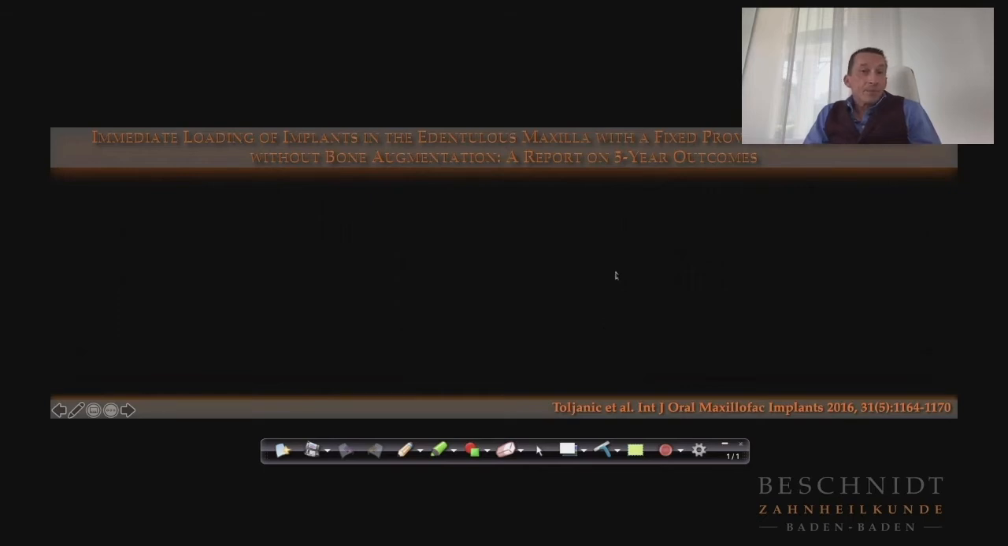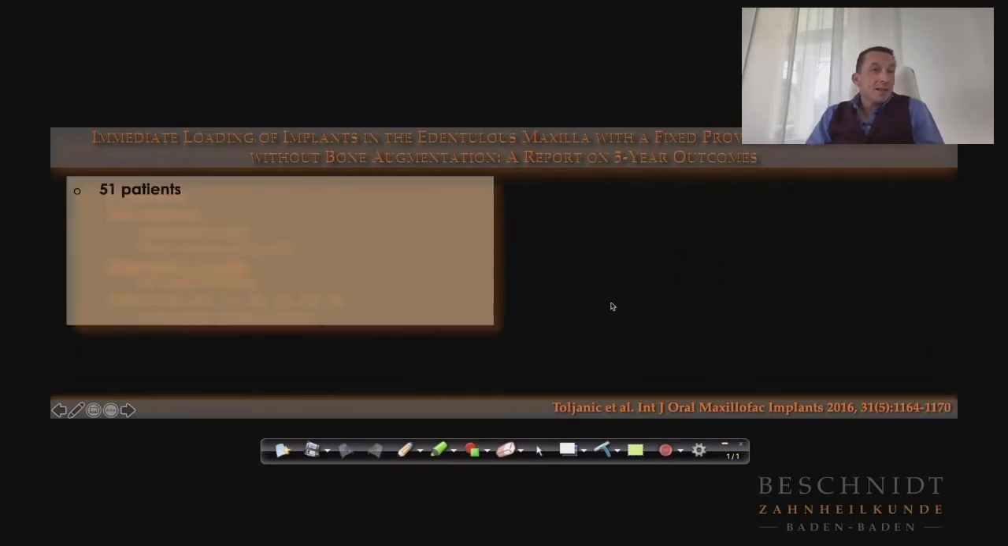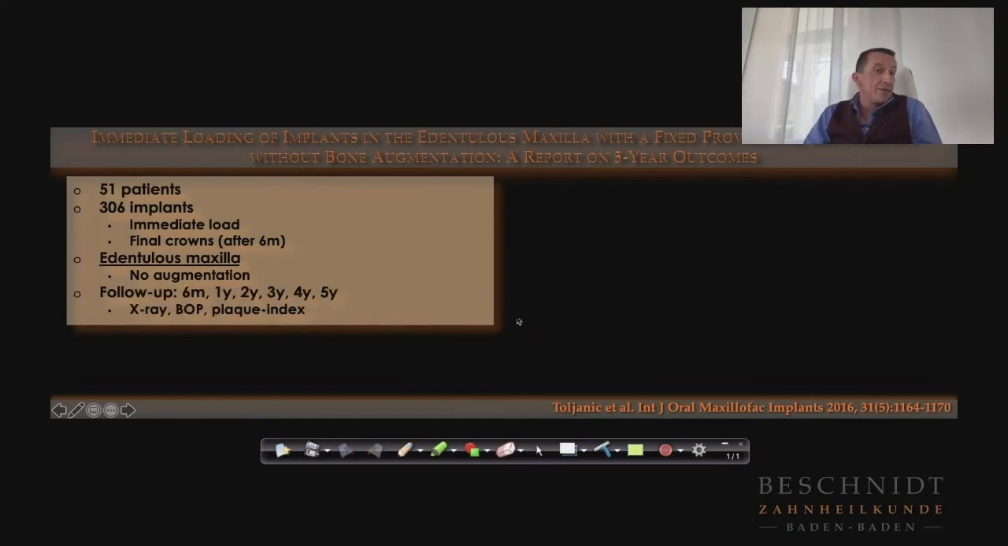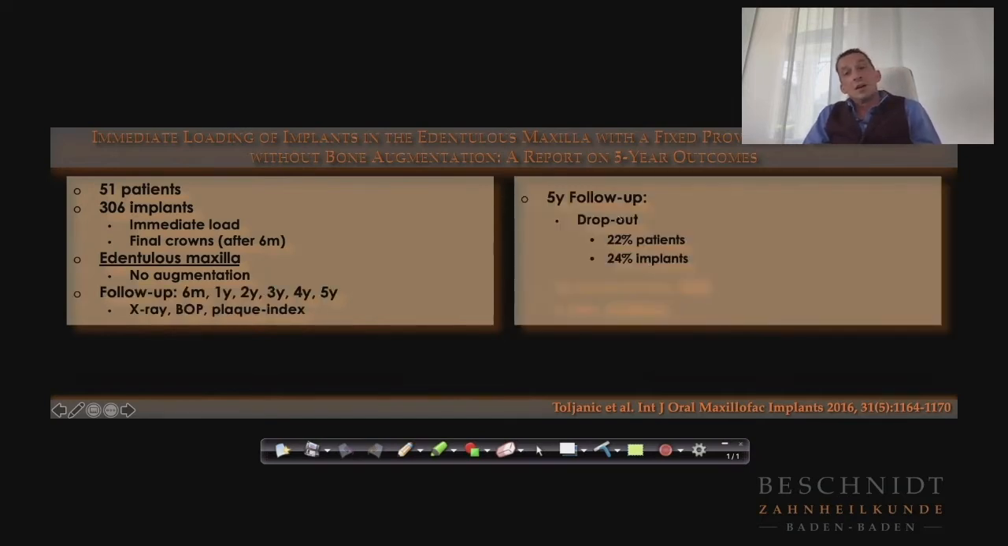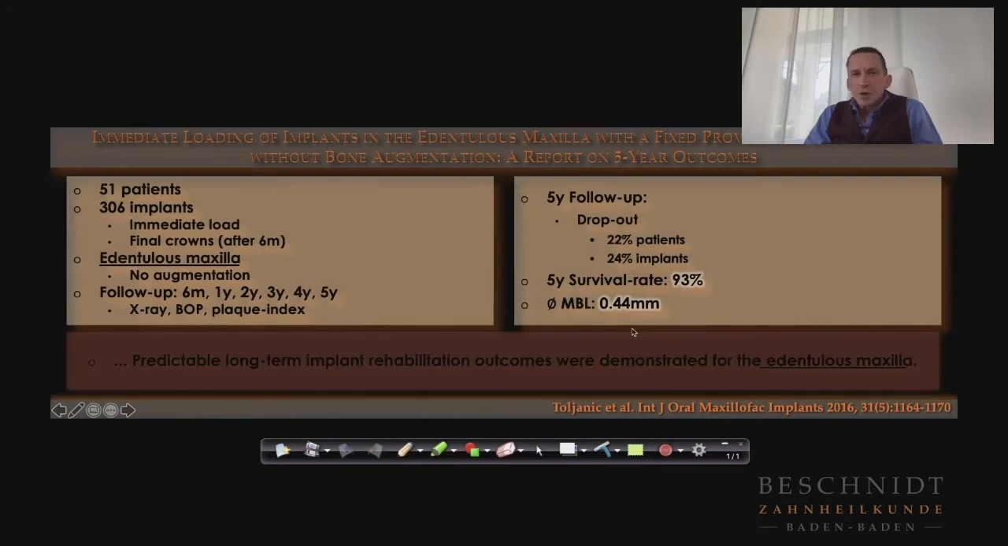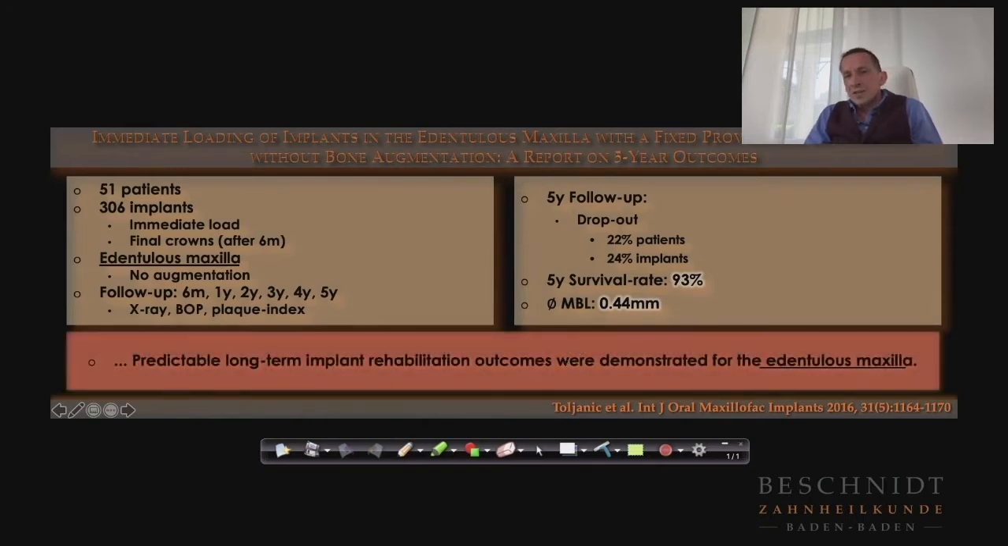Looking at the maxilla only, the study of Toljanik shows 51 patients with 300 implants in immediate loading with the final crowns after 6 months, only edentulous maxillas, no augmentation, and they made a follow-up up to 5 years. You see the dropout was 1/4 of implants, which is very high, we have to say, but the 5-year survival rate of 93% is quite acceptable because it's only maxilla. The marginal bone level, without any augmentation, is less than 1 millimeter. So this also gives a good sense of the edentulous maxilla.